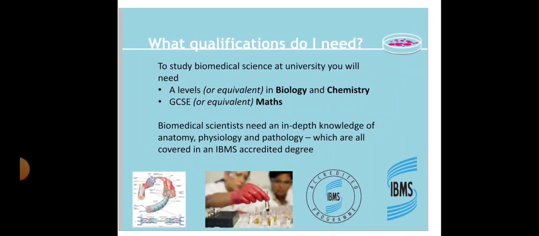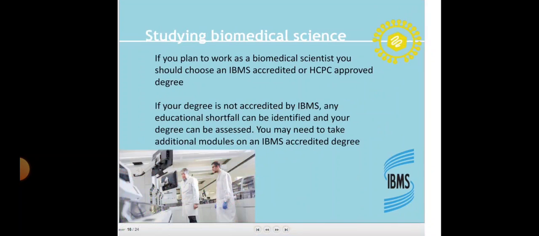What qualifications do I need to study biomedical science at university? You will need A level or equivalent in biology and chemistry, and GCSE or equivalent in maths. Biomedical scientists need an in-depth knowledge of anatomy, physiology, and pathology, which are all covered in an IBMS accredited degree.